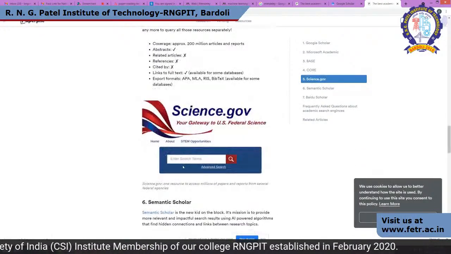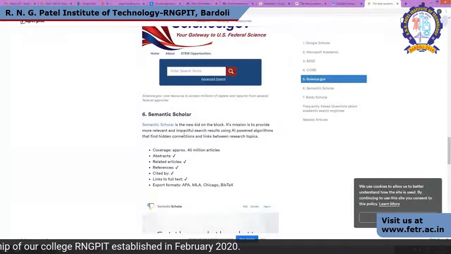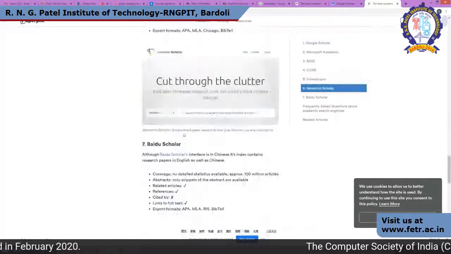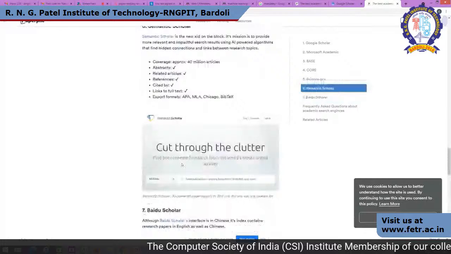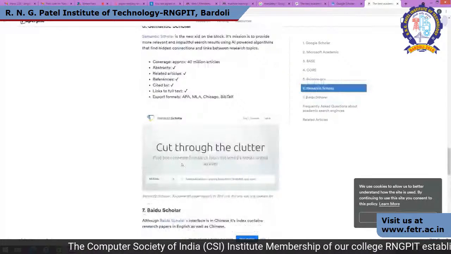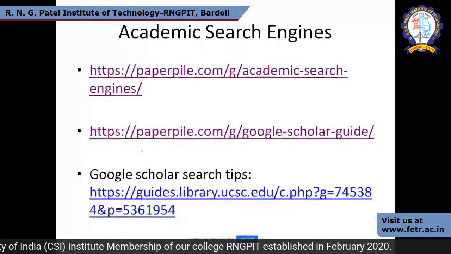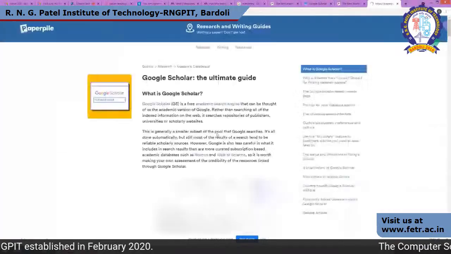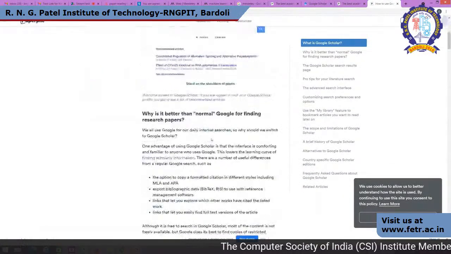Then there is Semantic Scholar. These are called the academic search engines that we can use first of all. Then there is Baidu Scholar. So similarly you can find out, right? After that, the first step is we can find the relevant papers related to our topic in these academic search engines. Then this is the Google Scholar guideline on how to search, that is given over here.